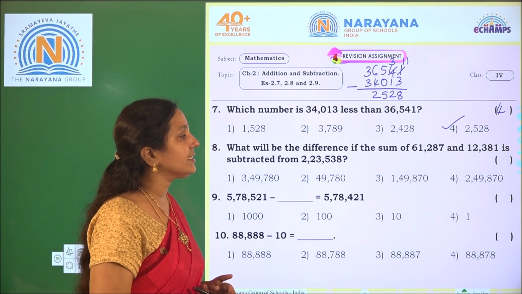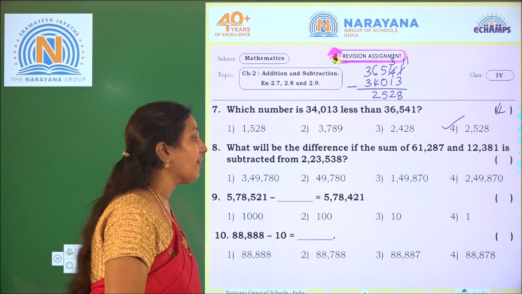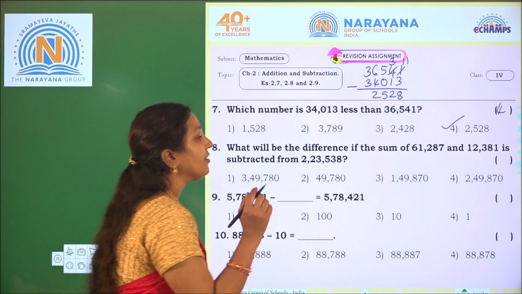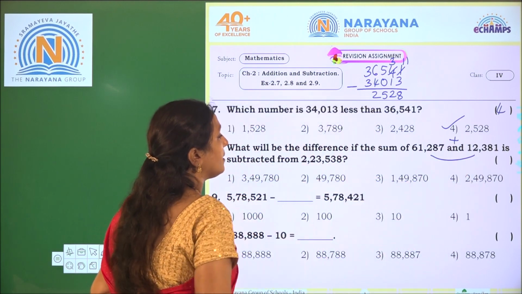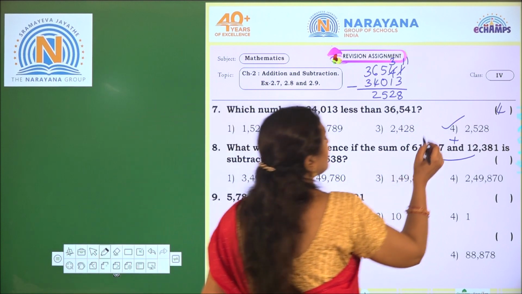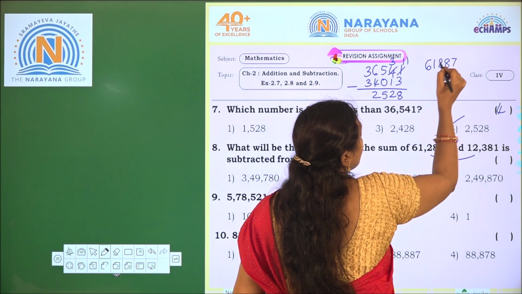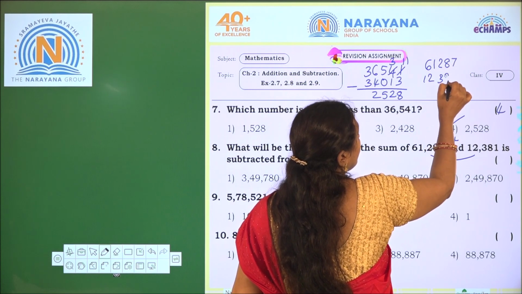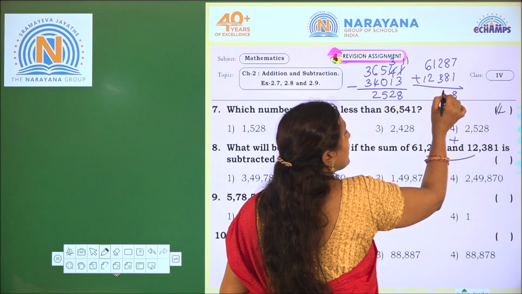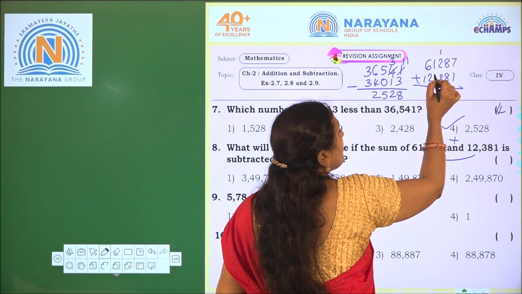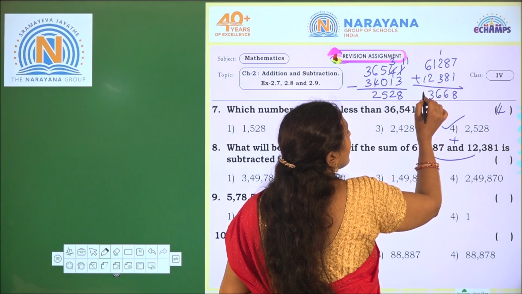Next one, what will be the difference if the sum of 61,287 and 12,381 is subtracted from 2,23,538? So what we have to do? First we have to add these two numbers. Then we have to subtract this number. Now add the given numbers. 7 plus 1 is 8. 8 plus 8 is 16. 1 plus 2 plus 3 is 6. 1 plus 2 is 3. 6 plus 1 is 7.